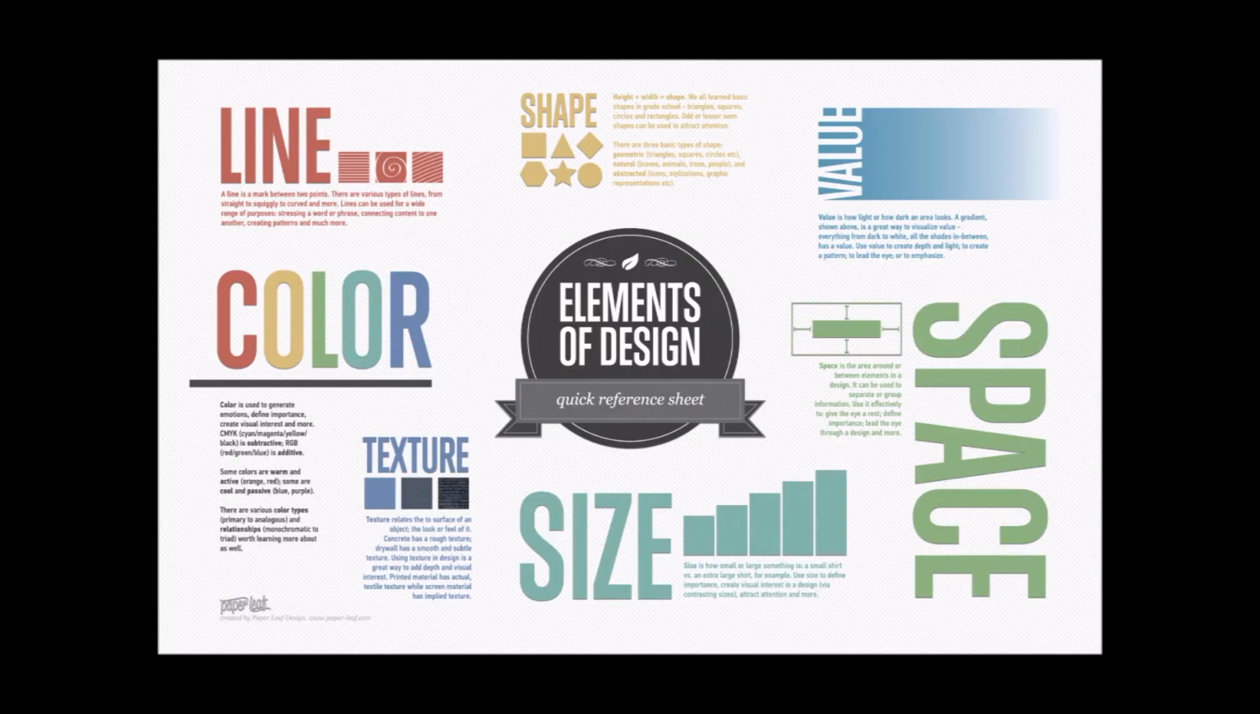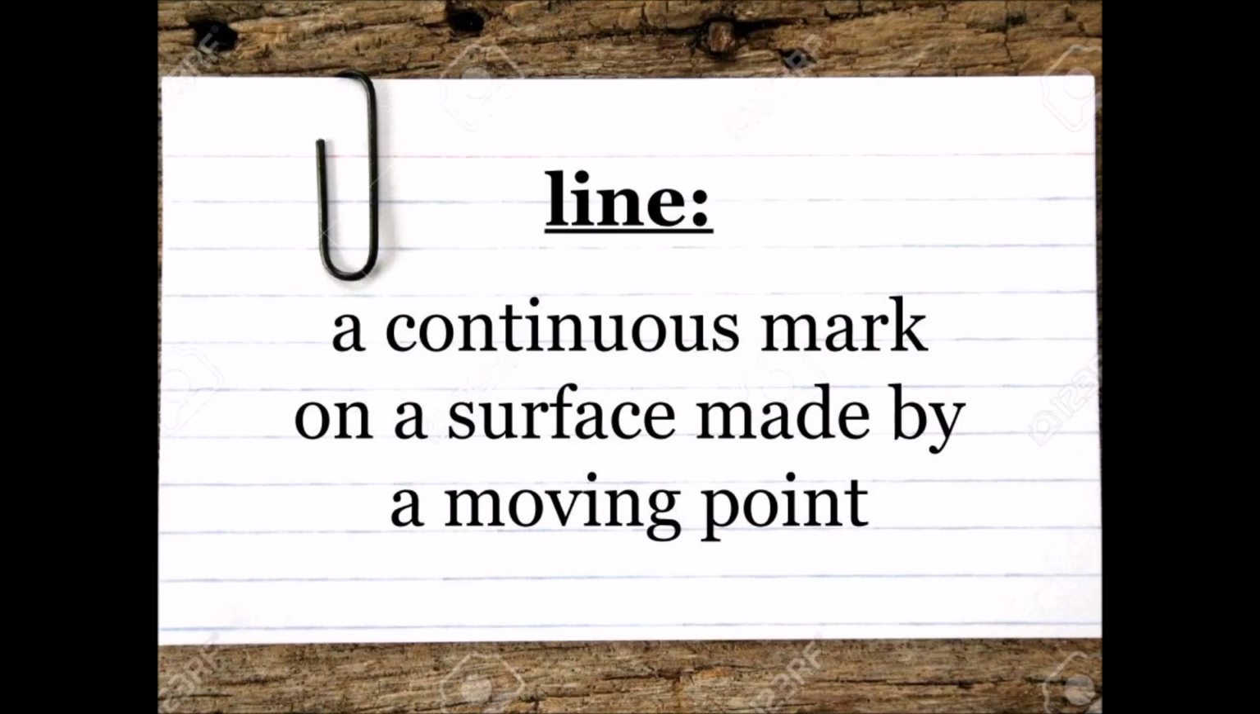So as I said on the first day of school, each of our projects will be correlated to an element of design. Now the elements of design are kind of like our tools in our artist toolbox. And those elements are line, shape, value, color, texture, size, and space. Line is a continuous mark on a surface made by a moving point.